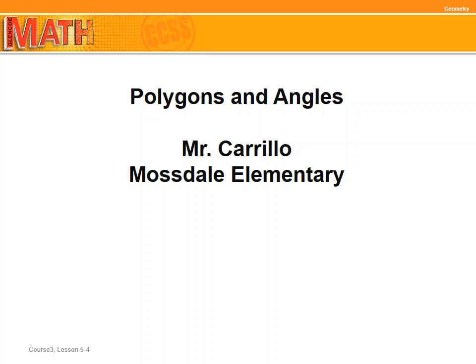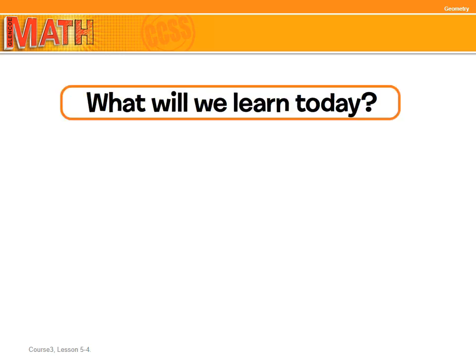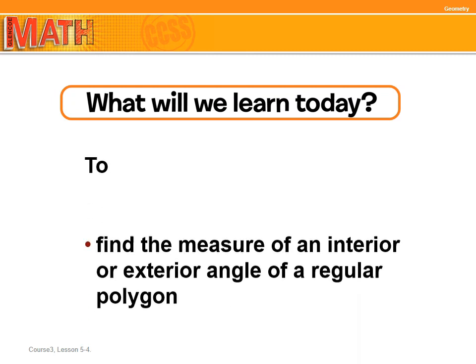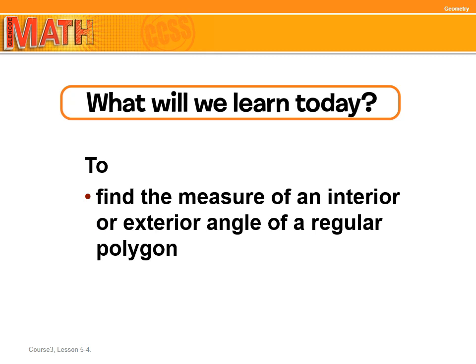Today's lesson is on polygons and angles. What will we learn today? To find the measure of an interior or exterior angle of a regular polygon. So two different things: the measure of an interior or an exterior angle. Remember, interior means inside. Exterior means outside.